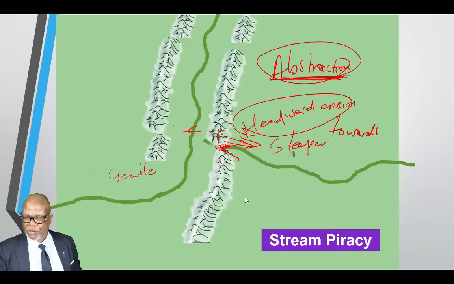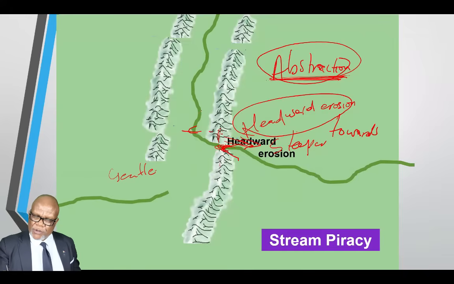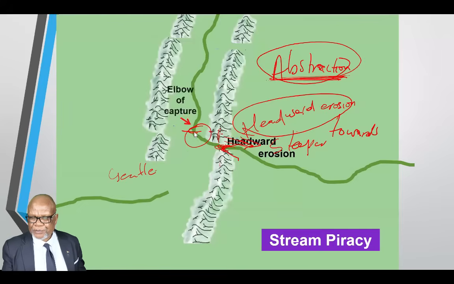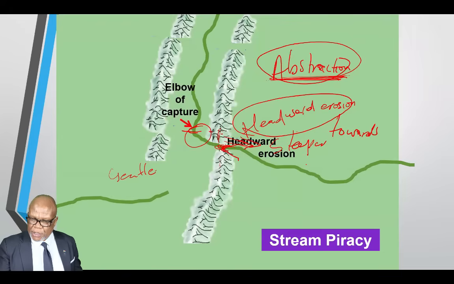And then when this erosion continues to take place, this headwater erosion, this river joins this river. Now, because the area here is steeper, water is no longer going to flow towards a gentle gradient. Water is going to flow because of the steep gradient and take that direction. So what has taken place at this point? This is a point we call the elbow of capture. That is where river capture has taken place. That is where diversion has taken place, where the energetic river diverts the headwaters.